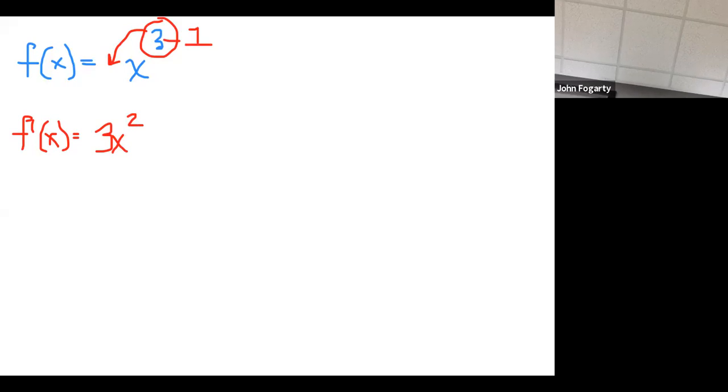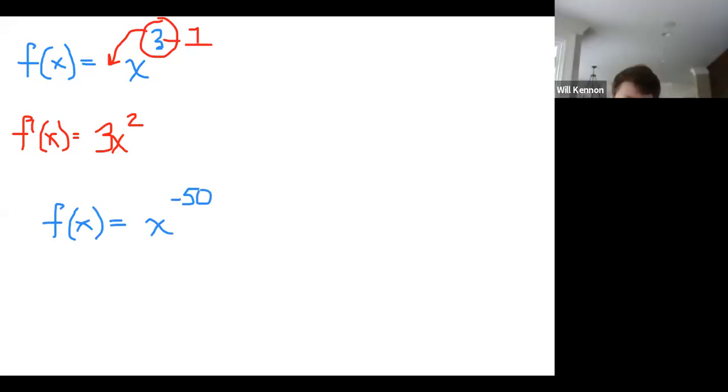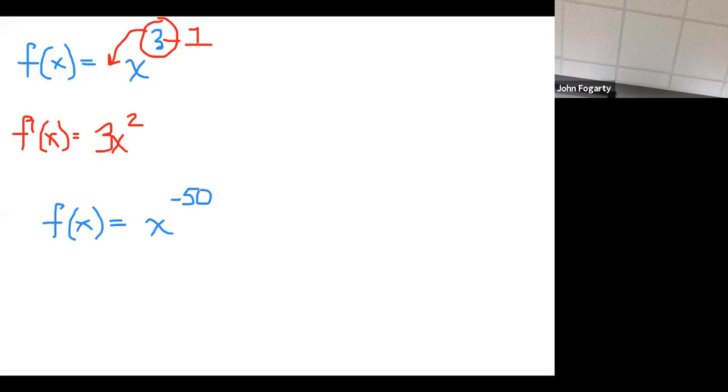All righty, try this one. Let's do f of x equals x to the negative 50. Well, I can use the power rule, and then all I'm going to do is move the negative 50 out front. So I'm going to get negative 50x, and then I'm just going to subtract 1.